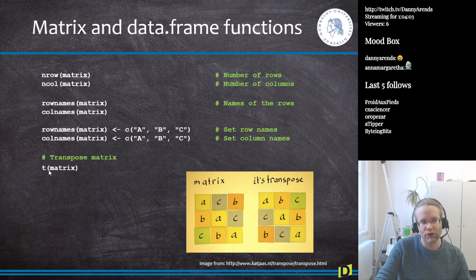What the transpose function does is take the first row of the matrix and make it the first column. The second row of the matrix becomes the second column, and the third row becomes the third column. So it just takes the matrix and puts it on its side. It switches rows and columns.